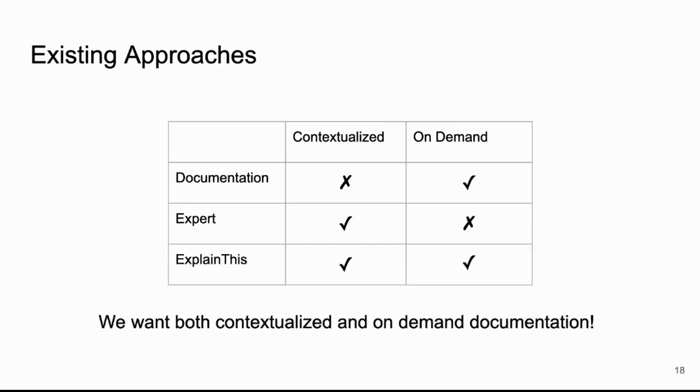So I'm going to present today our system called ExplainThis. This is trying to hit the best of both worlds, where we have really contextualized documentation that a user can probe and ask for more detailed information about things they're trying to understand, and that is really specific to the code they're actually looking at, while also being on demand and always available.